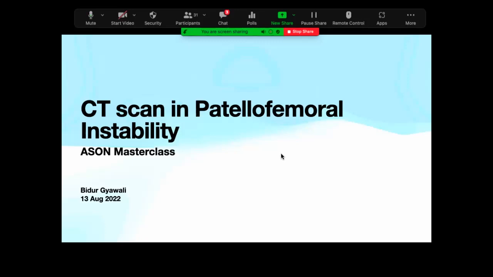CT scan plays a role right at the place where X-ray is insufficient. We have already listened to Dr. Bhadra talking about how complicated X-ray is, and the proper views are essential for a lot of indices and lines. Using CT scan, I will try to simplify a bit. Let's see how much I can succeed.